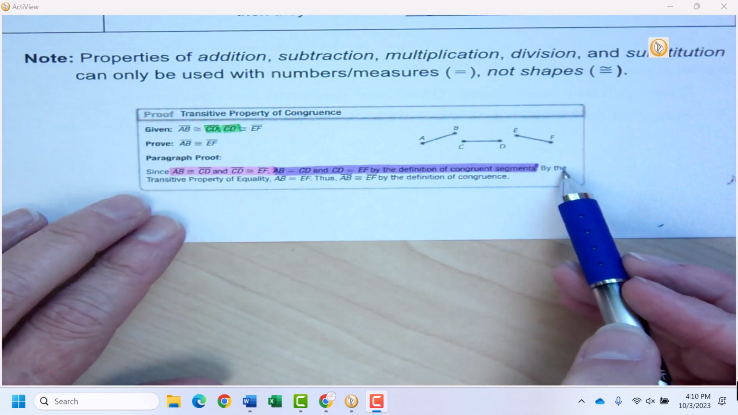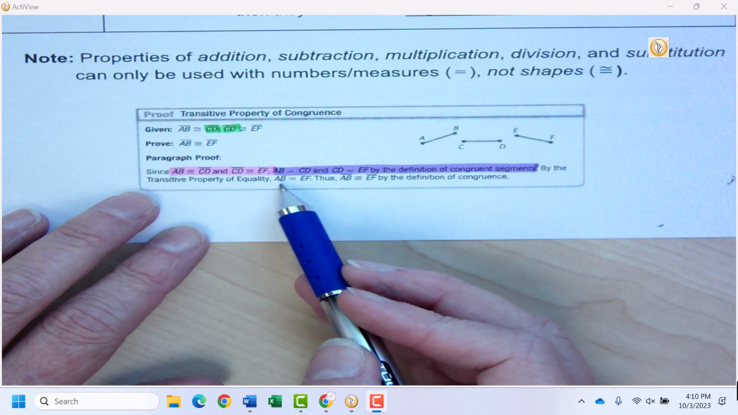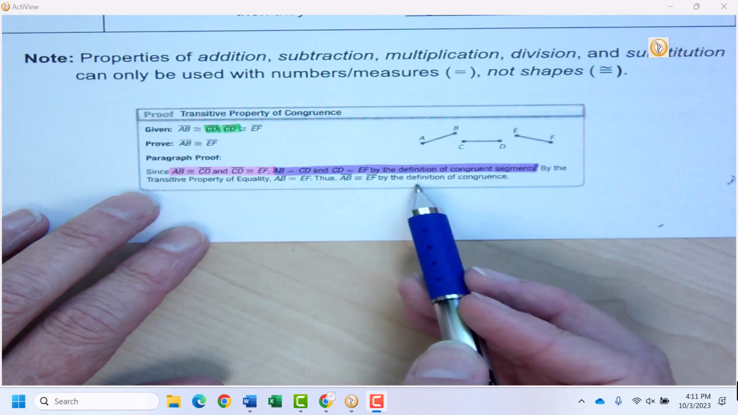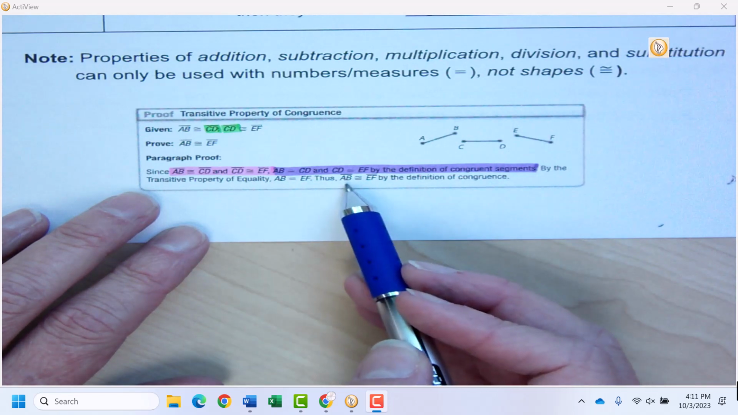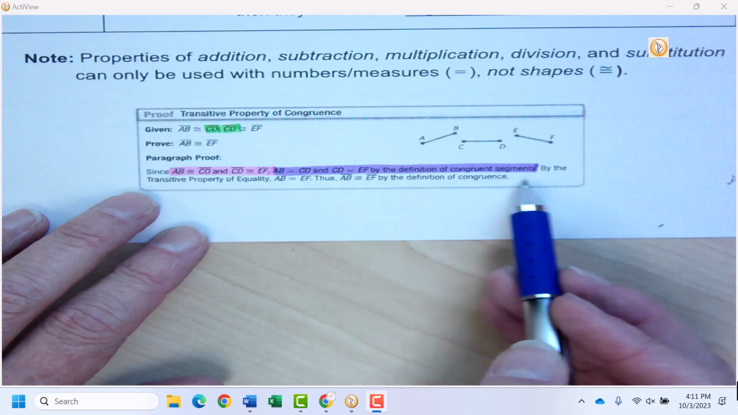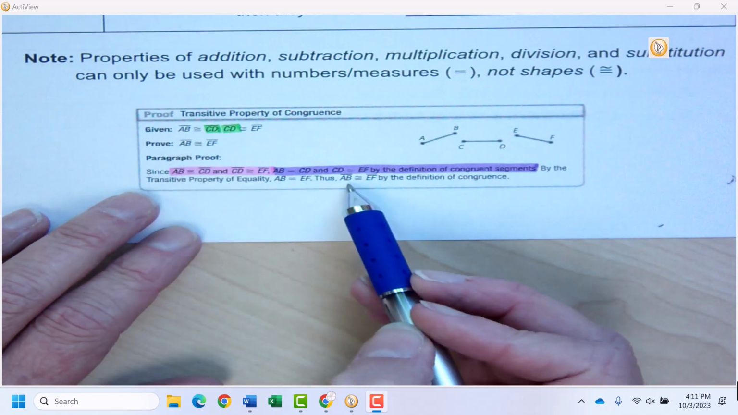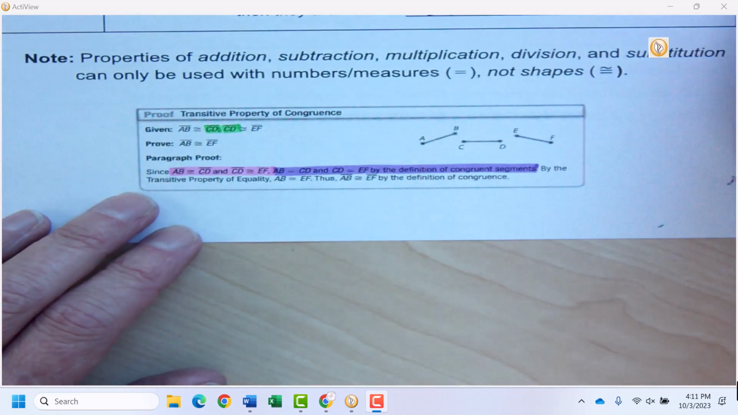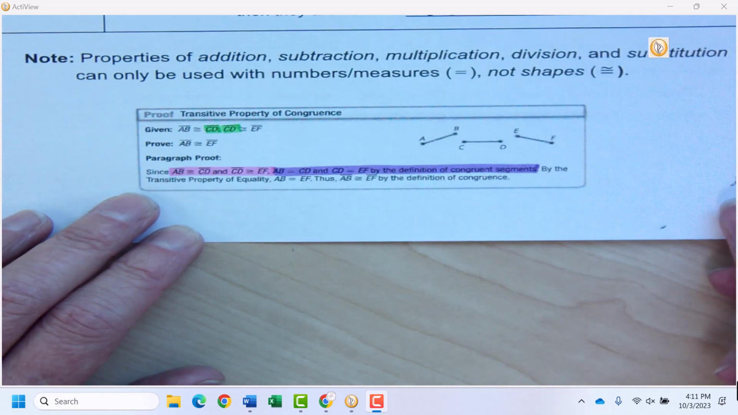And then we can use that transitive property of equality and say that AB is equal to EF. So again, going in the other direction by the definition of congruence, if the measures are equal, then the segments are congruent by the definition of congruence. So that's what we were asked to prove, that segment AB was congruent to segment EF. And there was just a paragraph to explain why that is true based on the transitive property of equality.